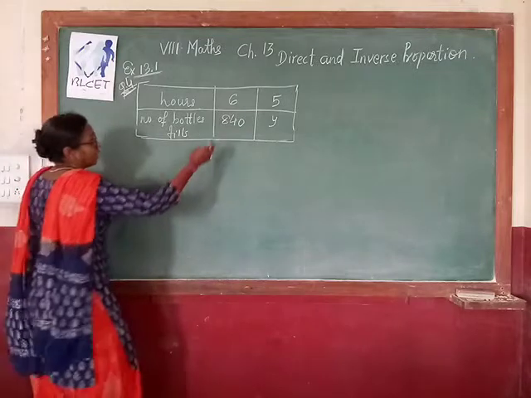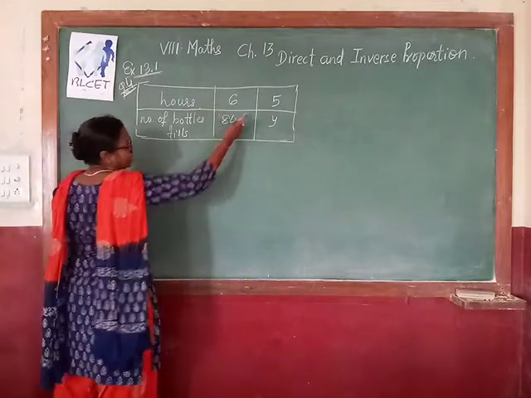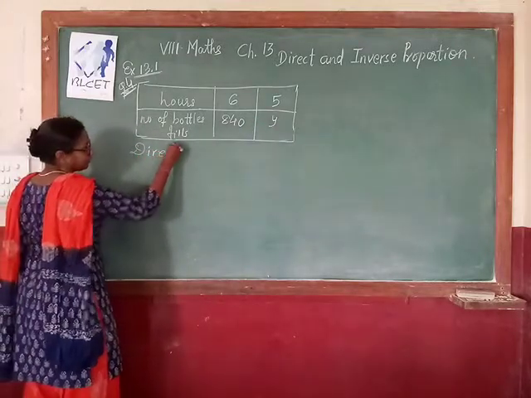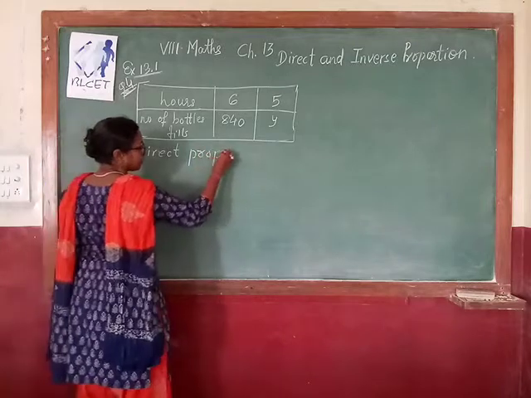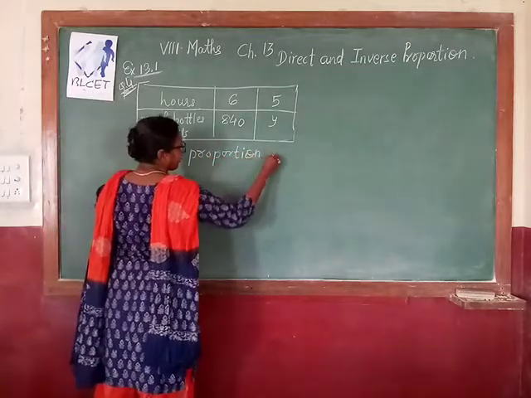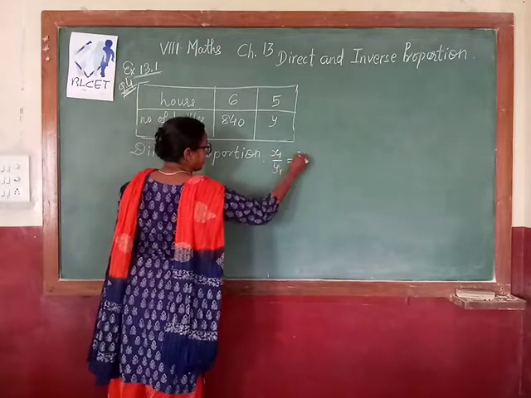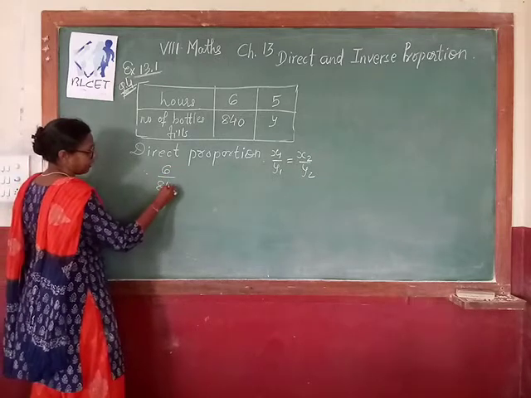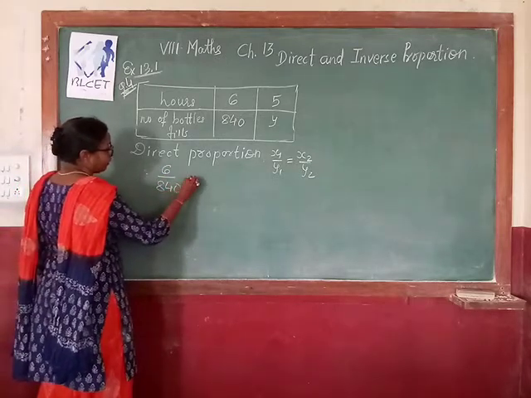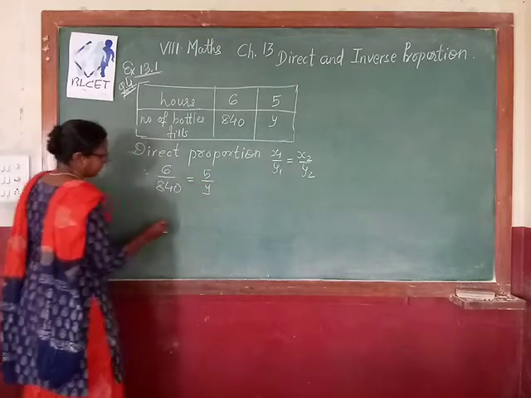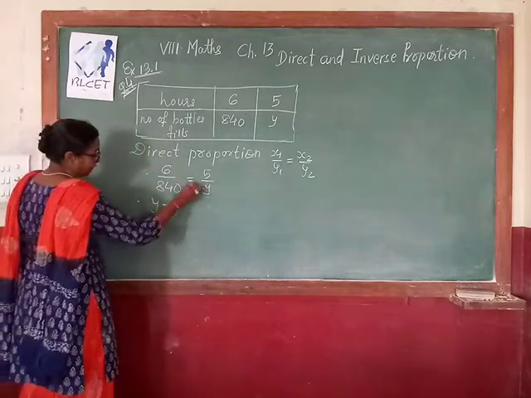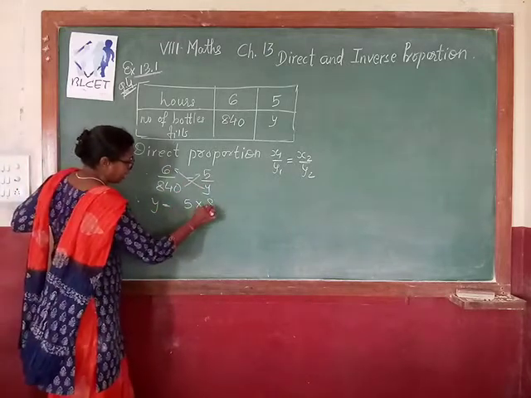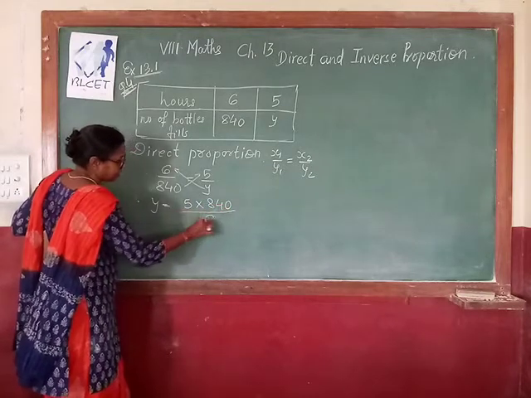So x1, y1 are given, and x2, y2 where we have to find this value. So this is in direct proportion. So we can say x1 upon y1 is equal to x2 upon y2. Let's substitute the values. So therefore 6 divided by 840 is equal to 5 divided by y. So therefore y is equal to what? This y will go over here. Do the cross multiplication. So this is 5 into 840 divided by 6.